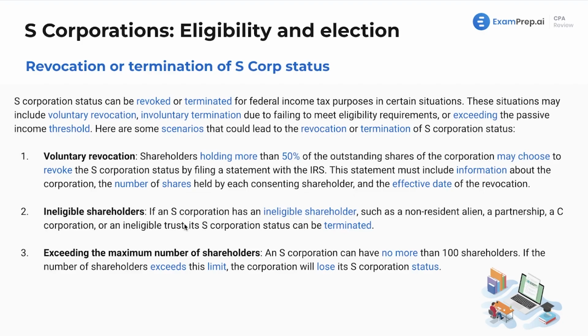Ineligible shareholders. Now, as we kind of talked about before, if an S Corporation has an ineligible shareholder, such as a non-resident alien, partnership, C Corporation, or an ineligible trust, its S Corporation status can be terminated. And then exceeding the maximum number of shareholders, if we have more than 100 shareholders, that would give us the boot out of there. Obviously, don't lie to the IRS and say you only have 100 when you have 101. That will not end well for you.